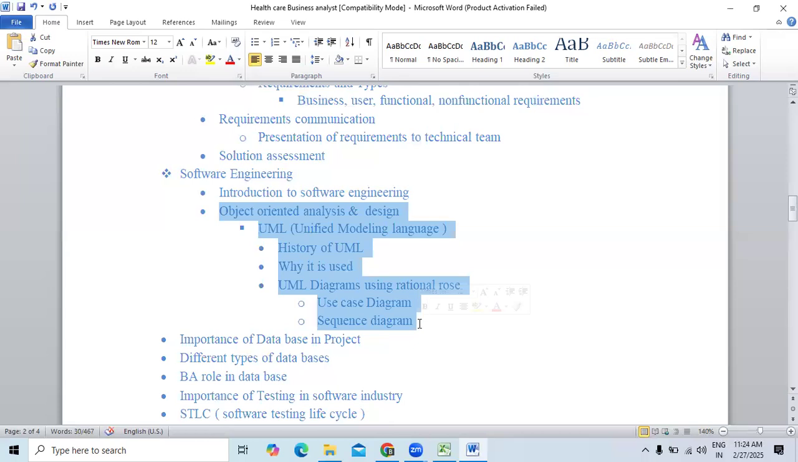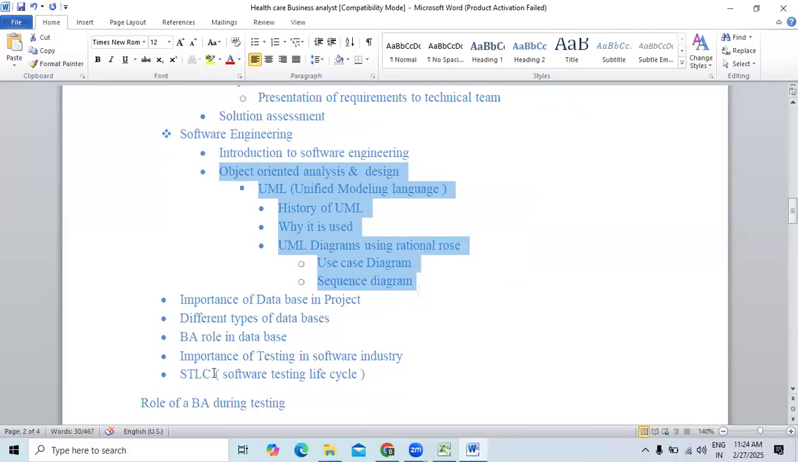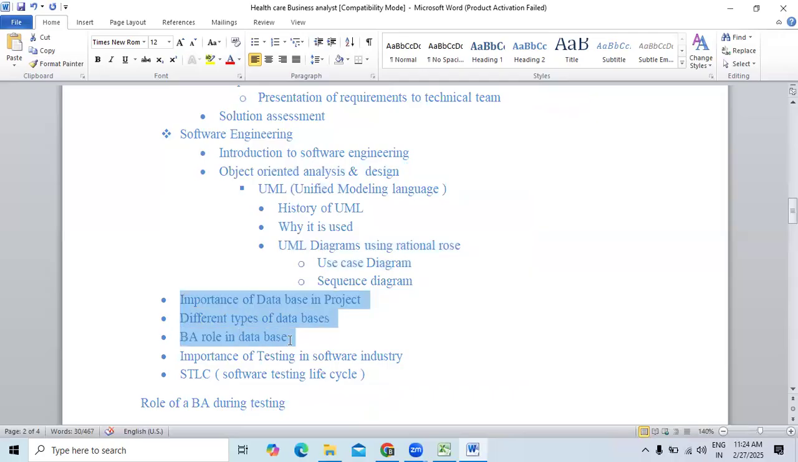Next, when you interact with the technical team, you must understand some technical terminologies, so that you know the importance of the database and how, as a business analyst, you will be involved in it. And you must know about the software testing life cycle, because there are different stages in the testing life cycle. Especially from the manual testing point of view, I'm saying this because automation testing, we don't get into that. As a BA, we don't get into automation testing, but manual testing is something which we do. The software testing life cycle you must be aware of, so you will be learning it.